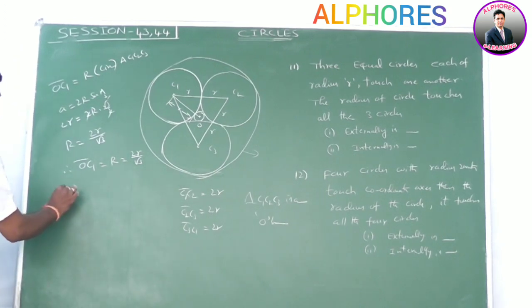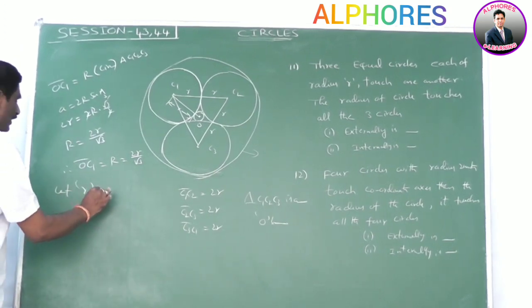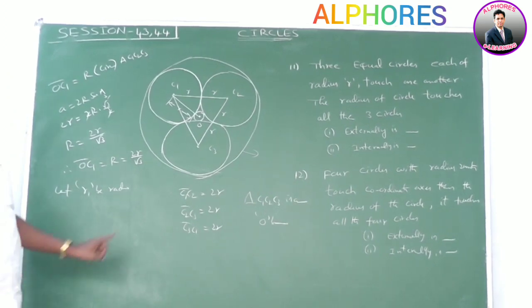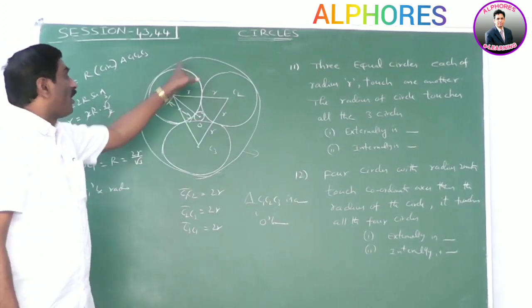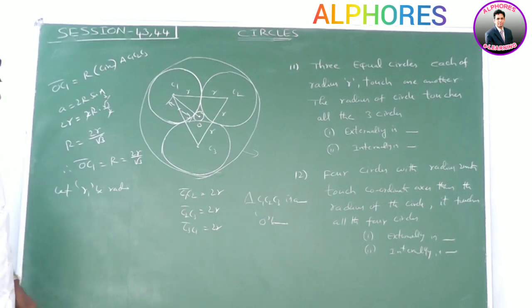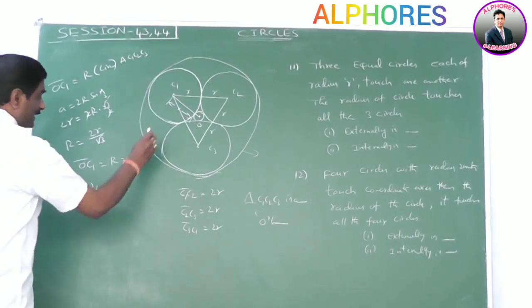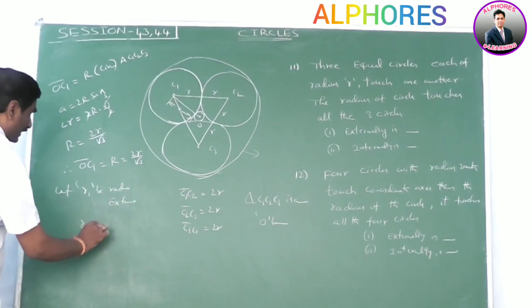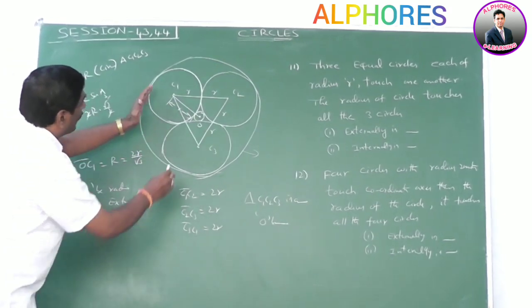Let R1 be the radius of the circle which touches all the three circles externally. Radius of the circle which touches all the three given circles externally. Then R1 is nothing but, what is the radius of this circle?